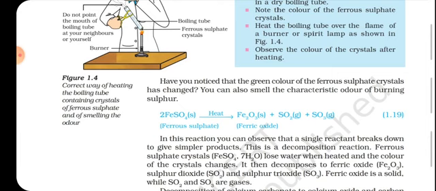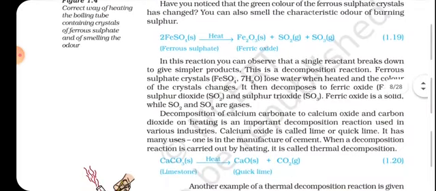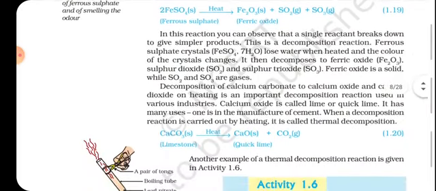Sorry, my mistake. It is a decomposition reaction. They have also given various examples over here. Let us read that. Ferrous sulfate crystals, that is FeSO4 7H2O, lose water when heated and thus their color also changes. It then decomposes to ferric oxide, that is Fe2O3, sulfur dioxide, that is SO2, and sulfur trioxide, that is SO3. Remember that ferric oxide is a solid while SO2 and SO3 are gaseous compounds.